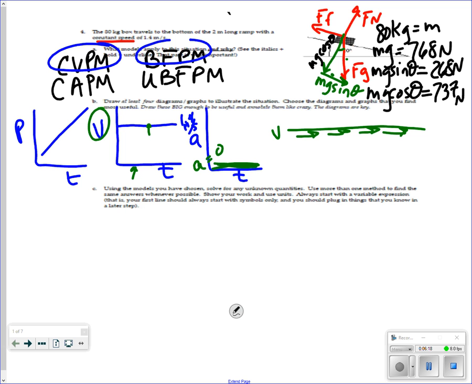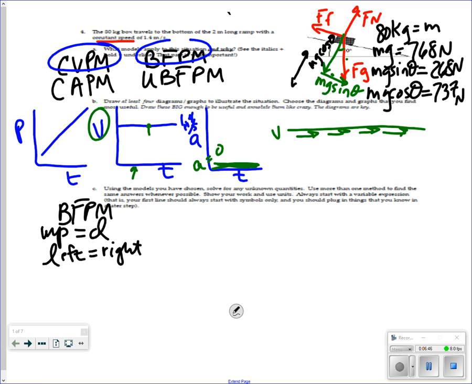Why is this important? Let's consider balanced forces. What balanced forces tell us is that up equals down, left equals right. Let's consider what we've got. Up equals down; I'm going to consider this direction of motion here. So my mg cosine theta going down has to match my normal force going up. 737 newtons for that one.